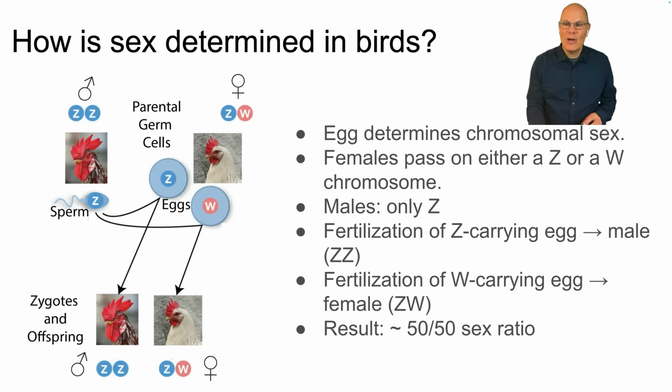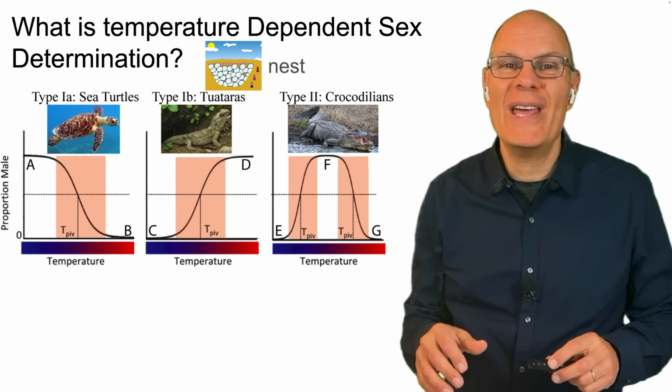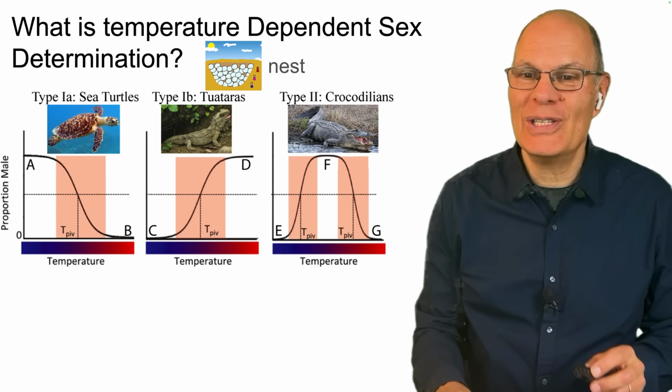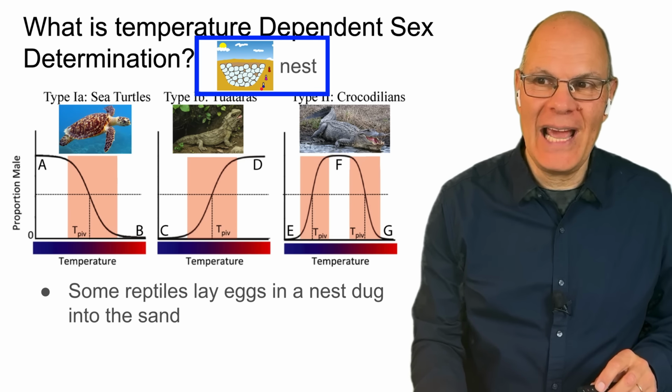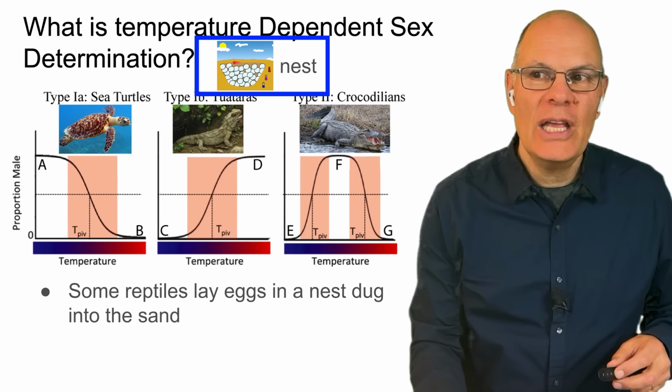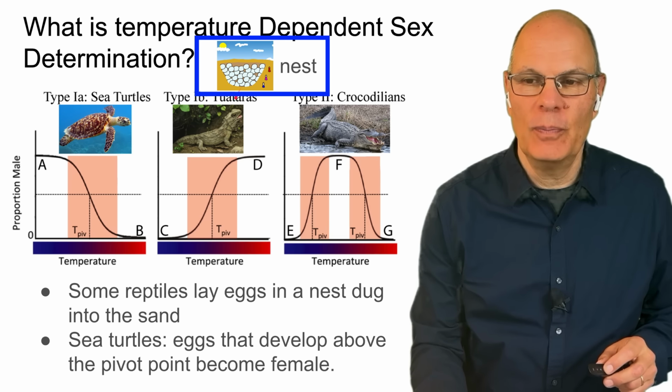As in mammals, because half of the eggs will be Z eggs and half of the eggs will be W eggs, the result is that among the initial births that happen in any bird population, half of those birds will be male and half of those birds will be female. Among certain reptiles, sex is determined by the temperature at which the embryos develop. Some reptiles lay their eggs in a nest that's dug in the sand. And as you might imagine, it's warmer on the top, closer to the sun, and cooler down below.